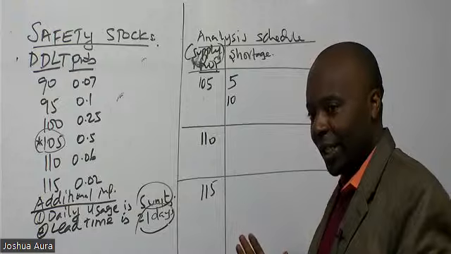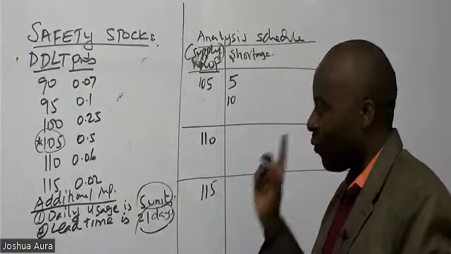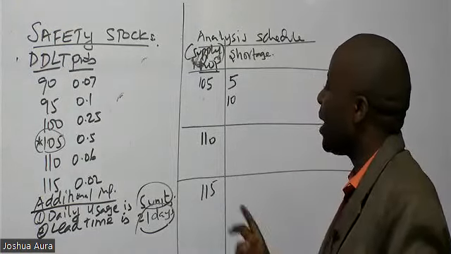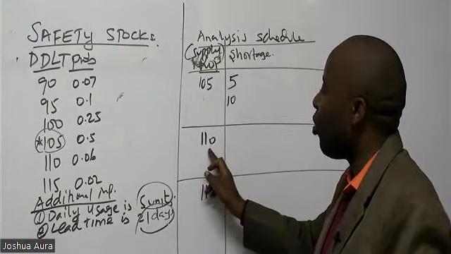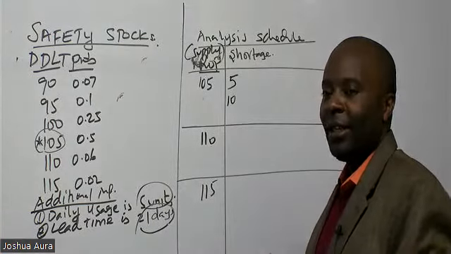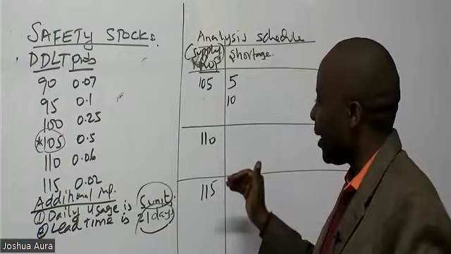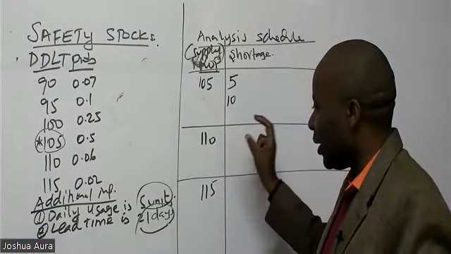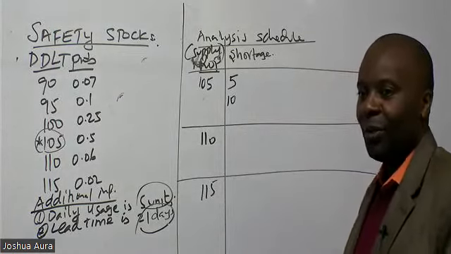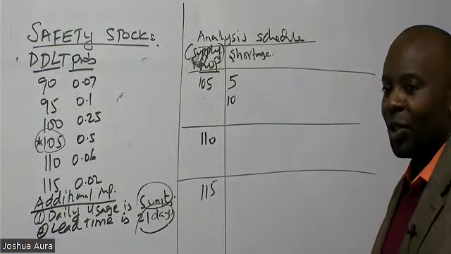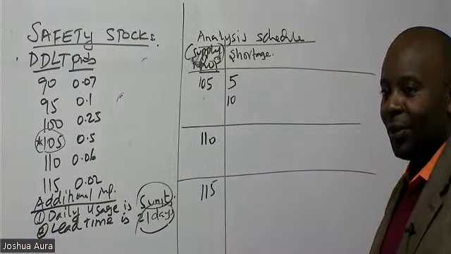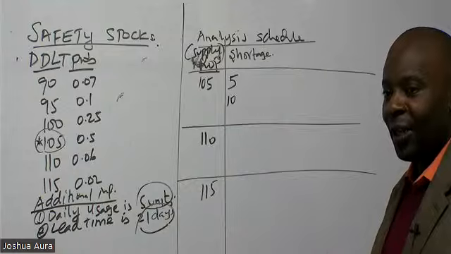Great. Now listen, that is all for 105. What if we supply now 110? Can somebody give me the possible shortages? Somebody is telling me 5.